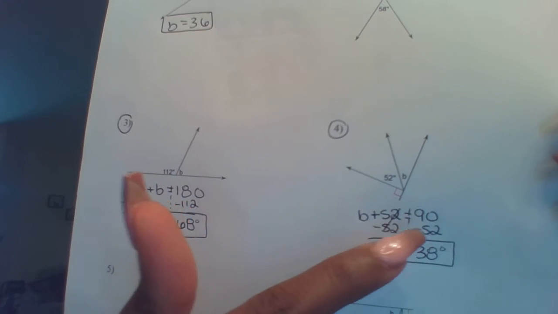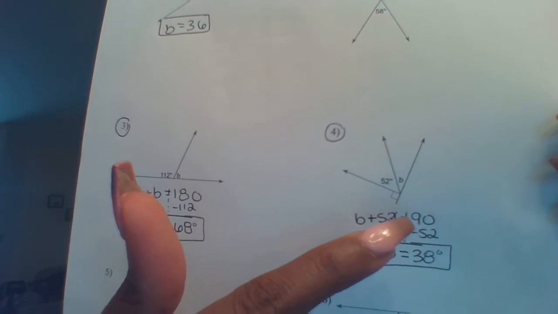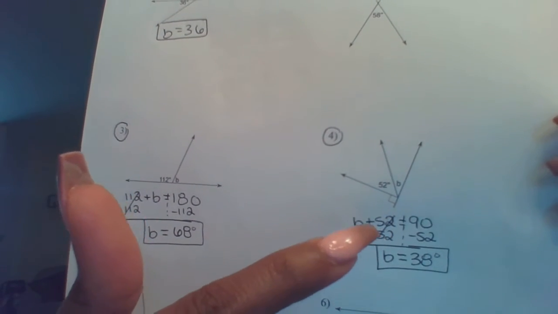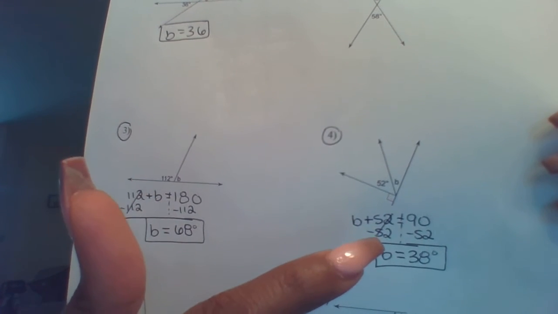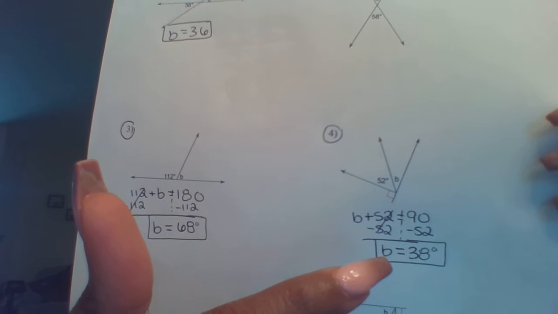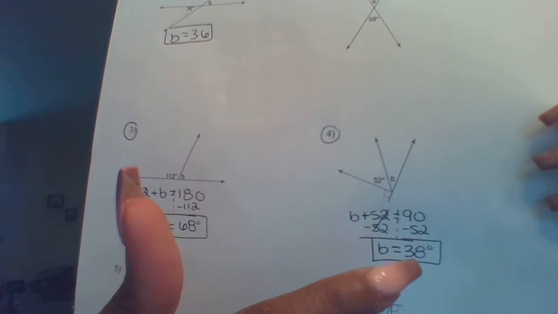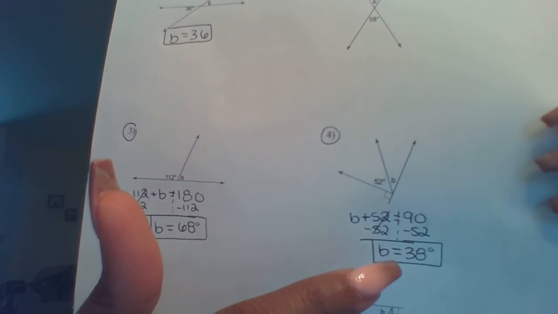So I set up an equation with that information. B plus 52 equals 90. We want to isolate the B because we have a positive 52. We want to subtract 52 from both sides to get it to cancel from the left side. 52 minus 52 is 0. B plus 0 is B. And then we're doing 90 minus 52 to keep the equation balanced, and that gets us 38 degrees. So our final answer for number 4 is 38 degrees.